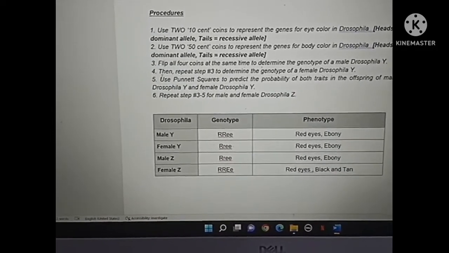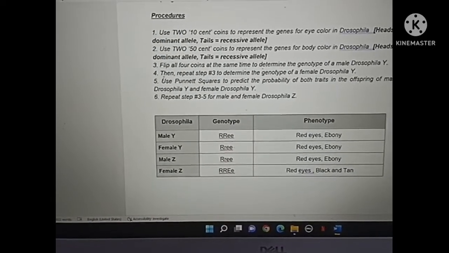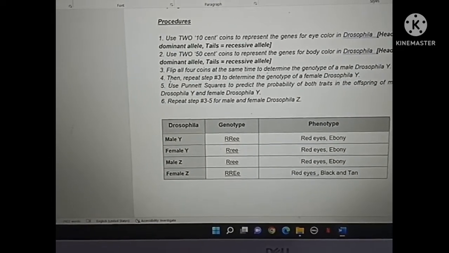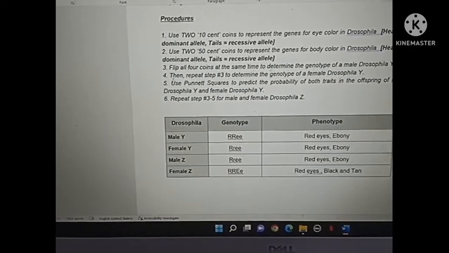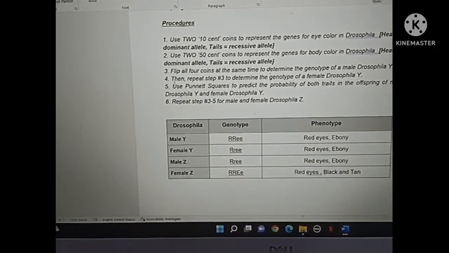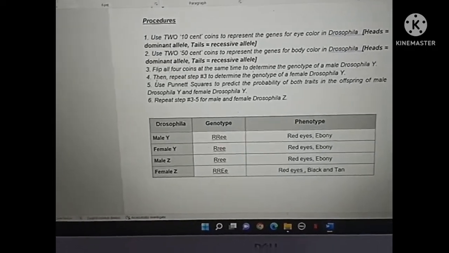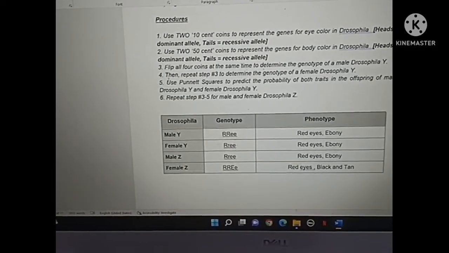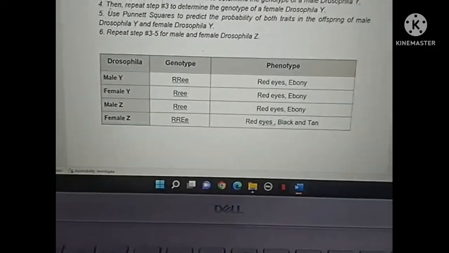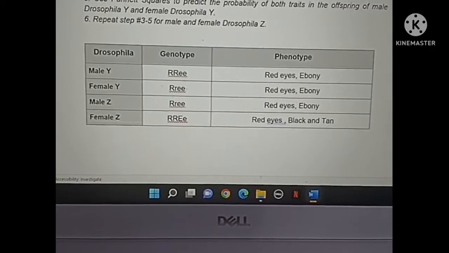The third step is to flip all four coins at the same time to determine the genotype of male Drosophila Y. Then repeat step 3 to determine the genotype of female Drosophila Y, and use the Punnett square to predict the probability of both traits in offspring of male Drosophila Y and female Drosophila Y. This is the table that I previously did using the coin flip method.